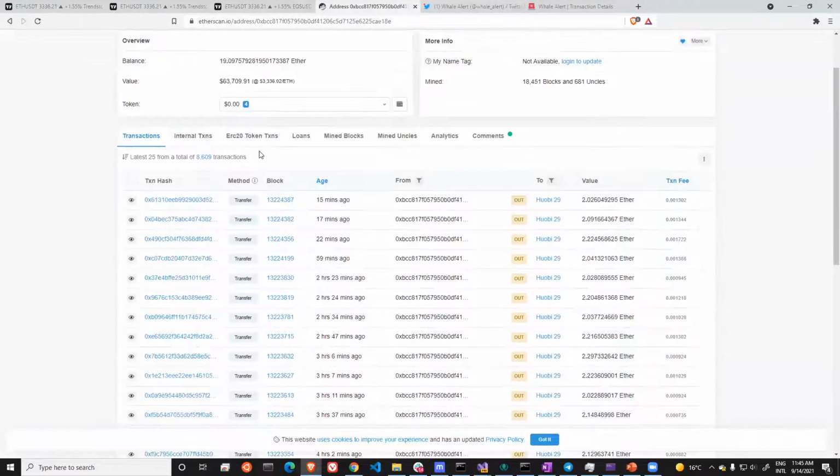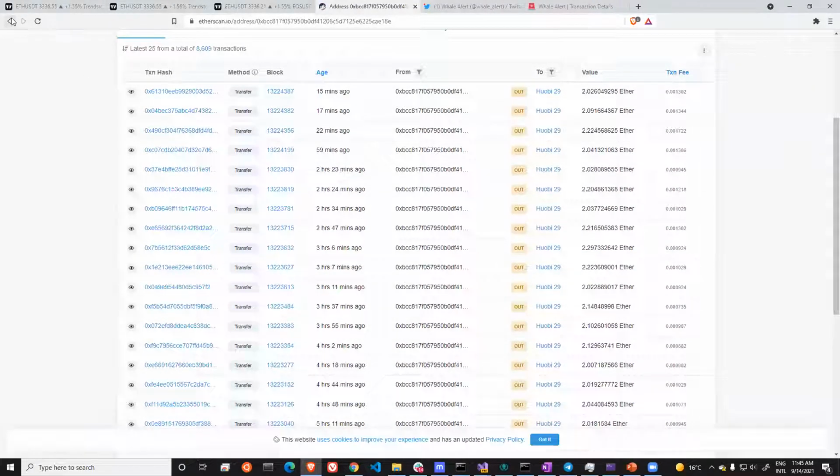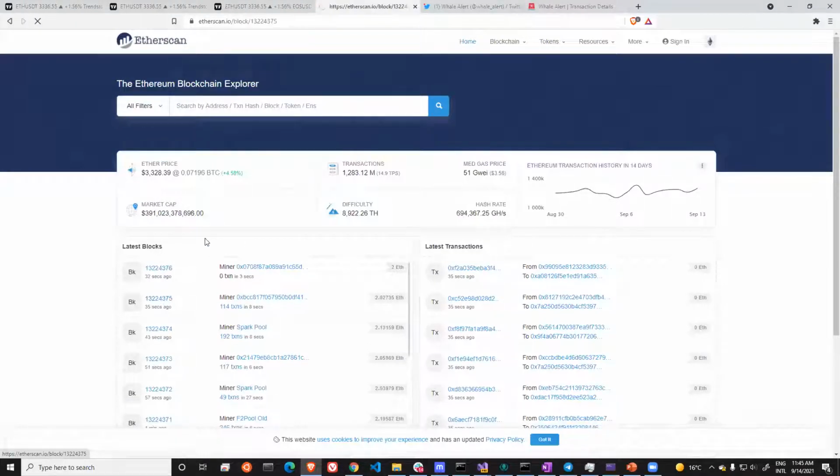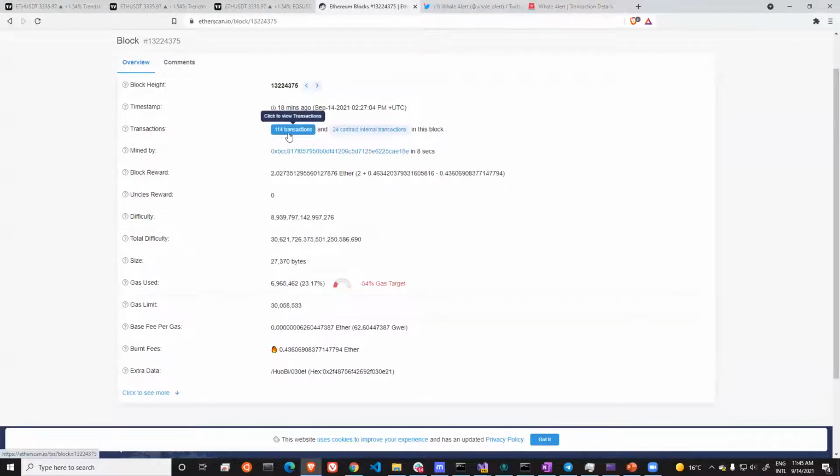Okay, so this one is more interesting because it has more transactions in it. Let me show it. We actually have 114 transactions with 24 contract internal transactions in the entire block, which was mined by this address, which was rewarded with this particular amount of ether. In the Ethereum computer, people actually get rewarded with ether. Ether is the transacting currency for this particular computer.